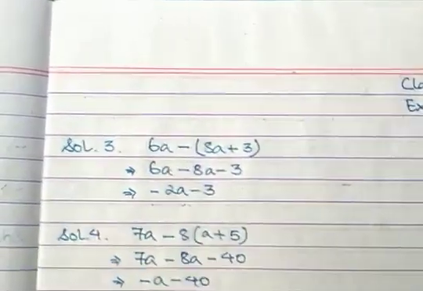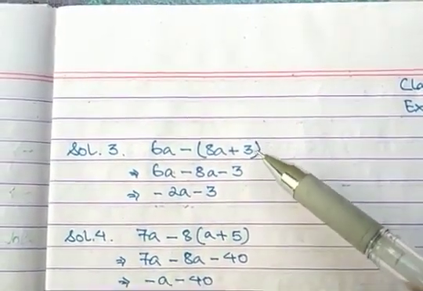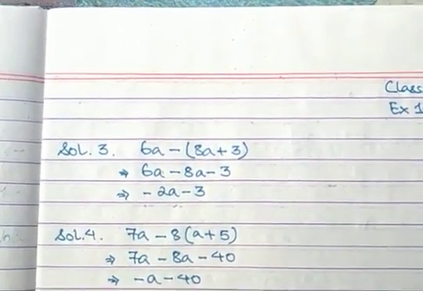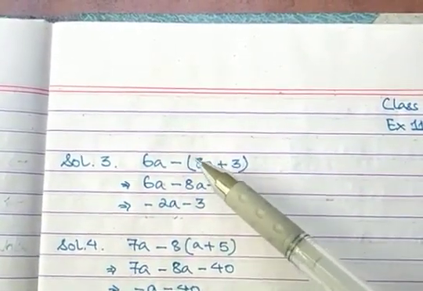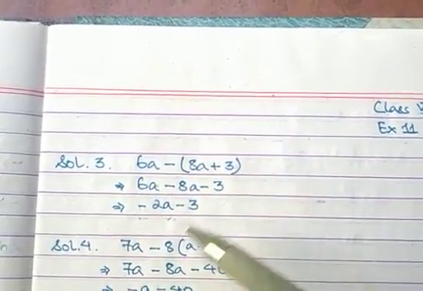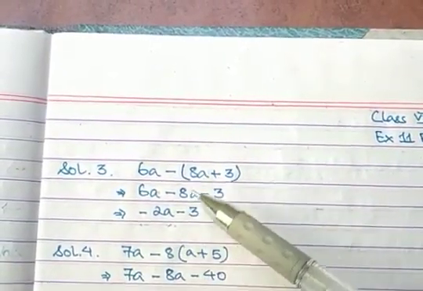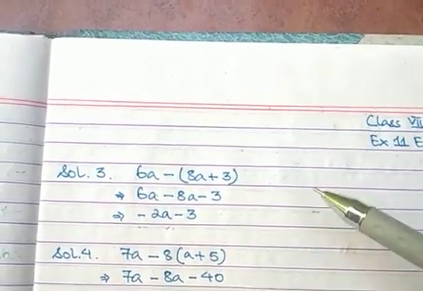For question number 3, see, it's solved in just 2 steps. This one is the question and this one is the solution. This is a very easy one. What we have in the first one, in question number 3, is 6a minus, within bracket we got 8a plus 3. Now what do we know about bracket? We know that bracket means multiplication. And what does BODMAS tell us? We need to first open up the bracket. So how will you open up the bracket?